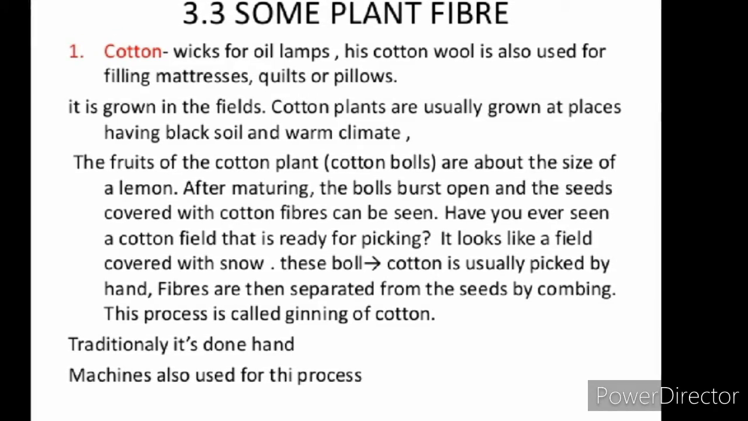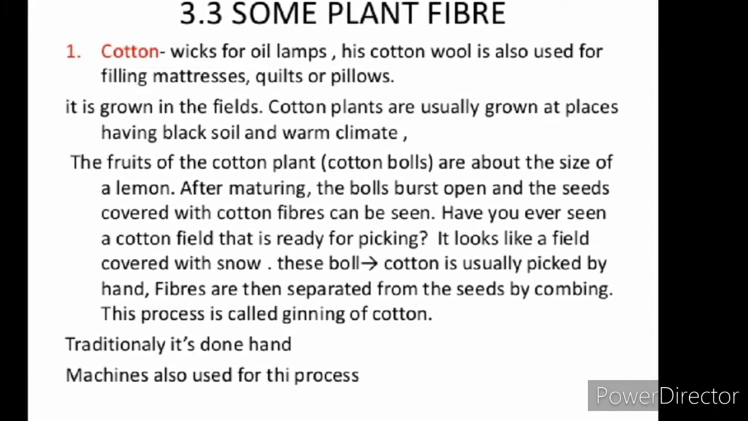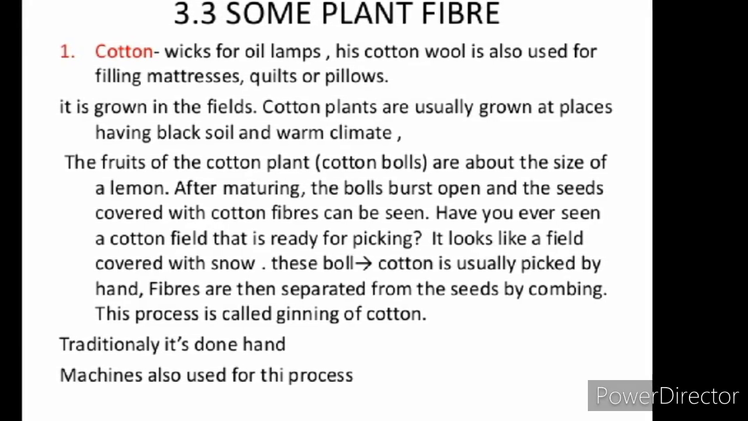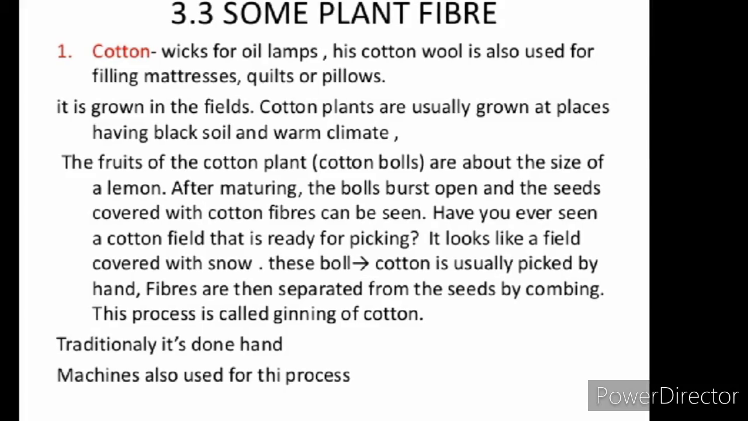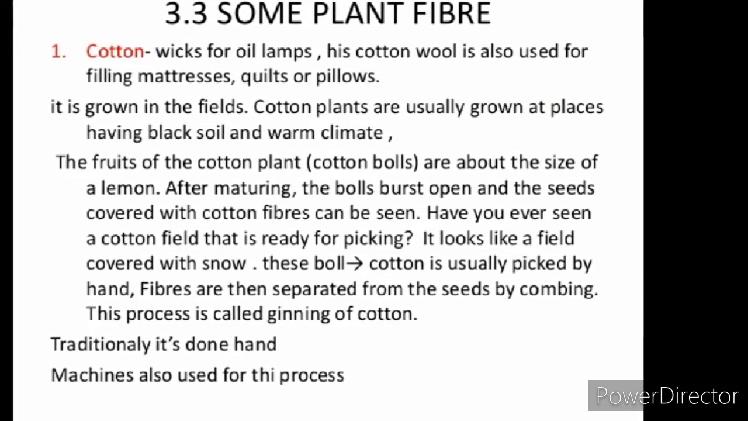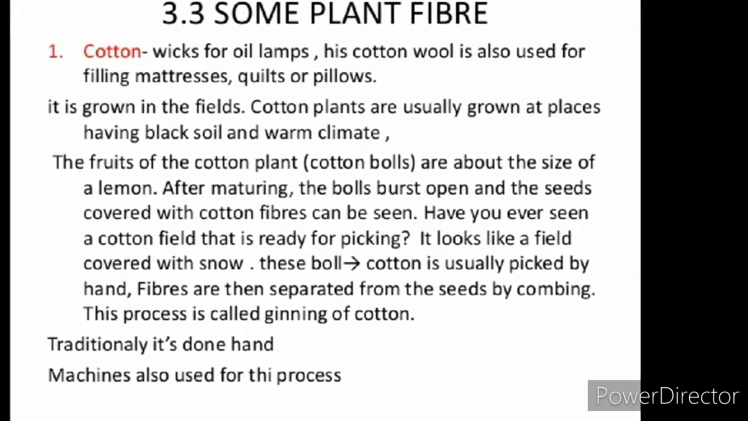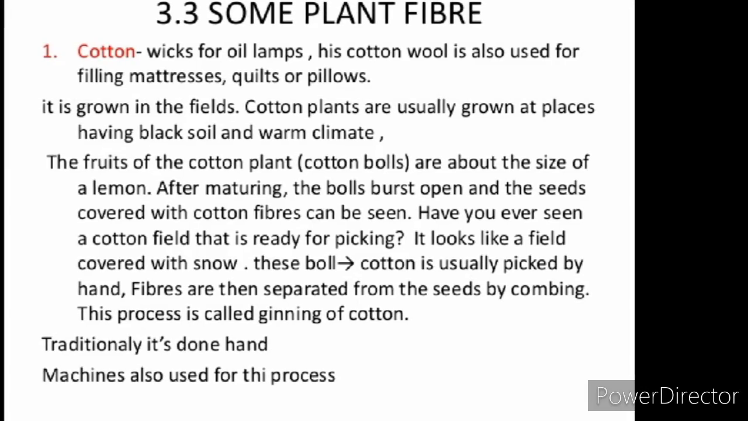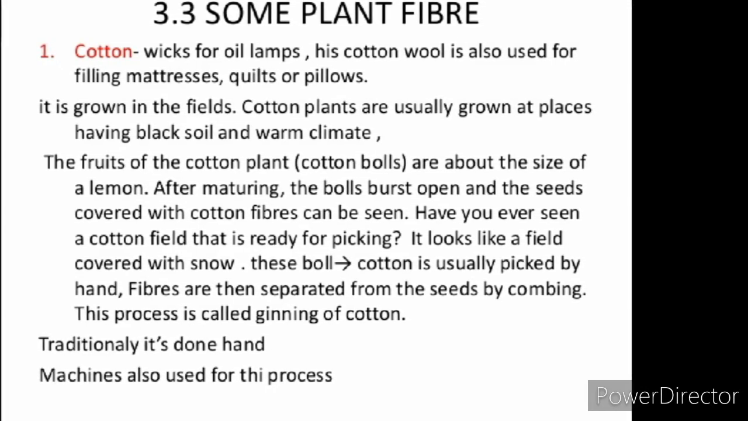These bolls of cotton are usually picked by hand. It is also a traditional method. Fibers are then separated from the seeds by combing through combs. They are the materials used for combing. This process is also known as ginning of cotton. Traditionally, it was done by hand, but machines are also used in this process.